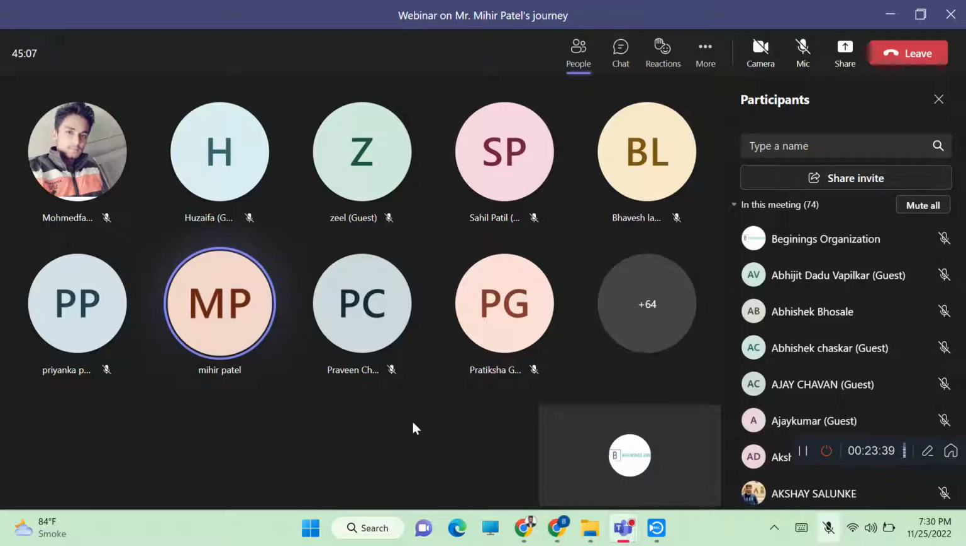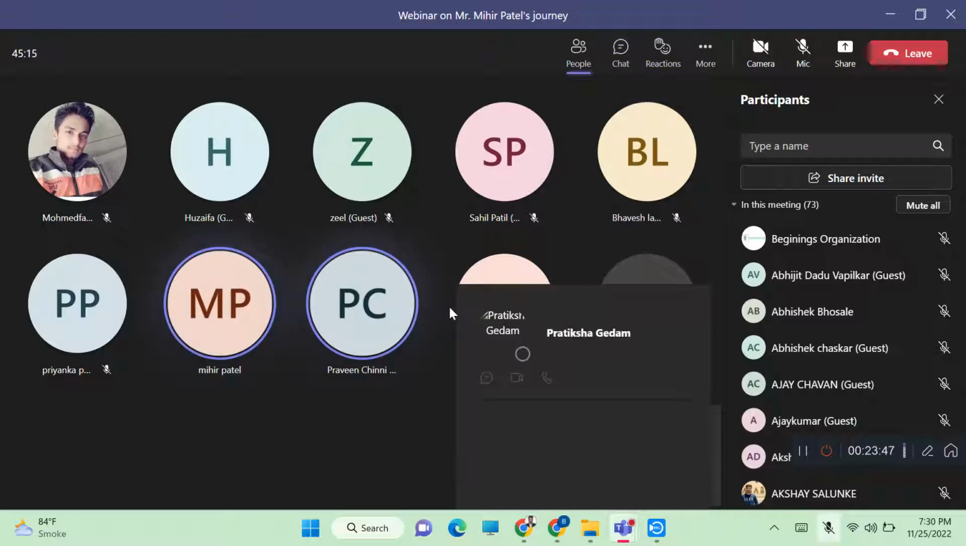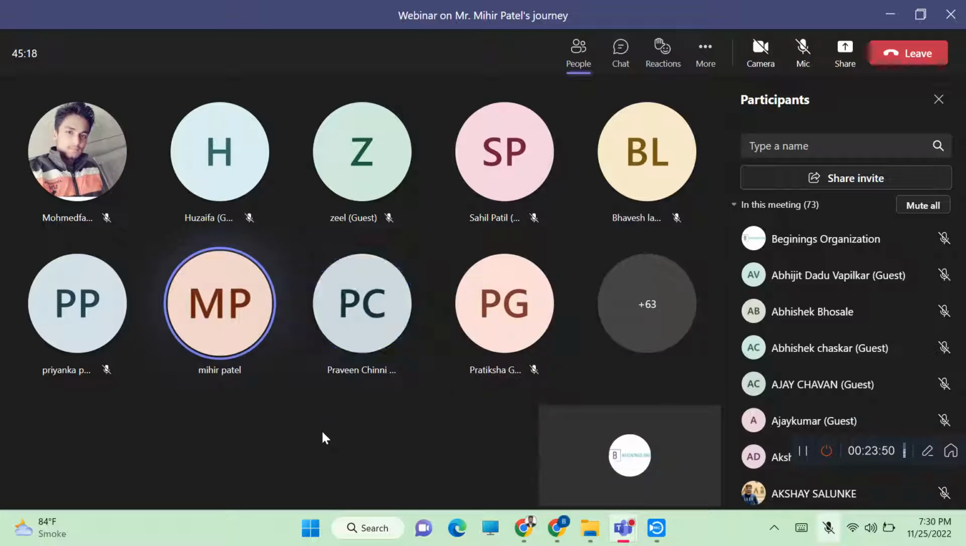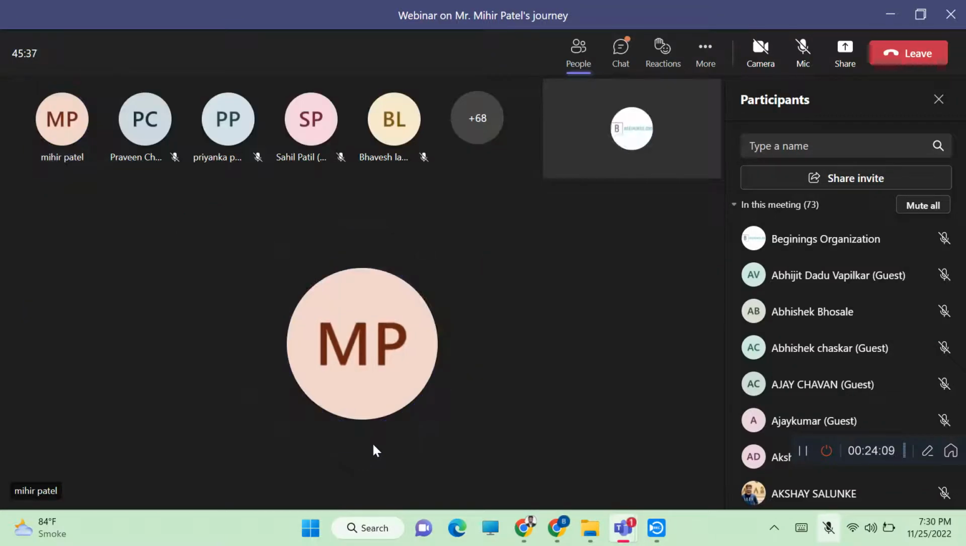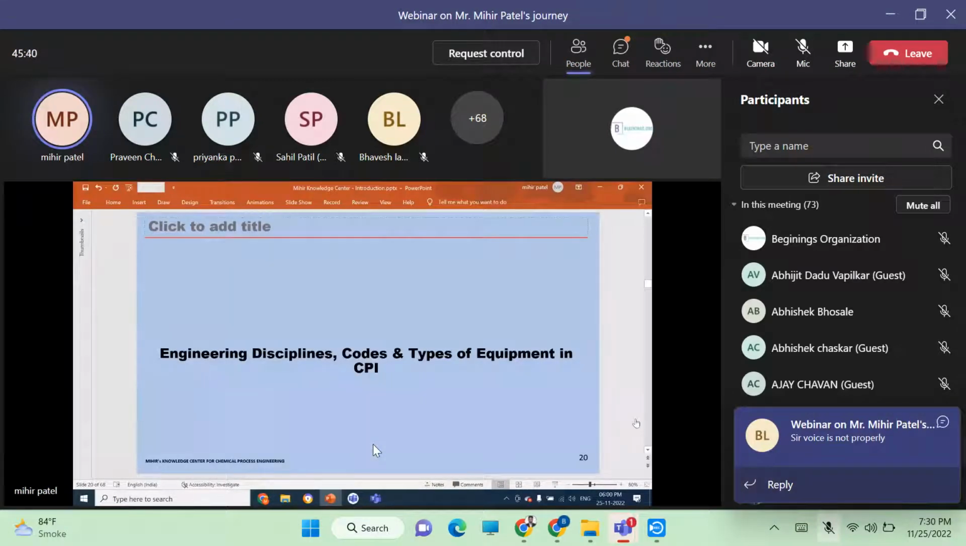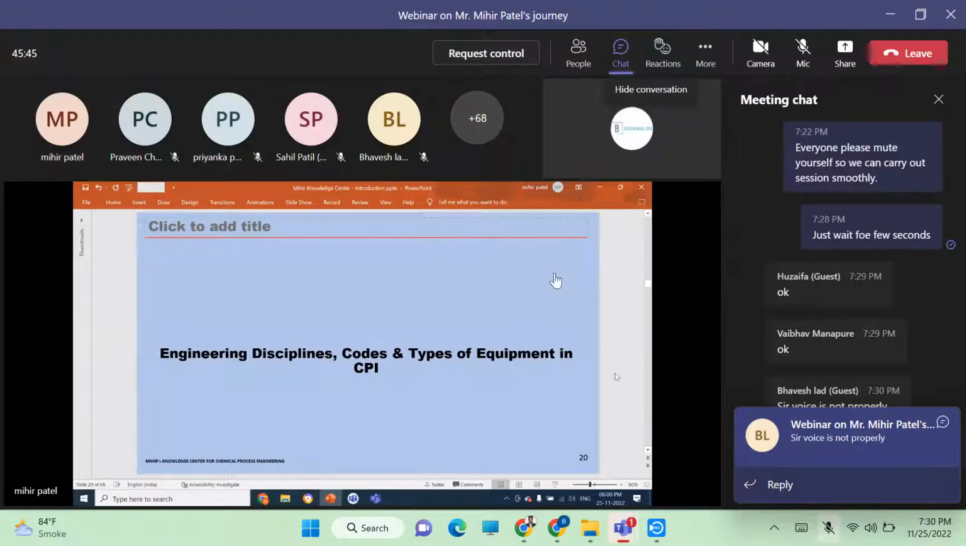Okay. So, I think the last slide. Okay. This was the documentation. We're not Now seeing this your screen. is the engineering We're not seeing your disciplines, screen, codes and sir. types of equipment in CPI. Can everybody hear me? yes, we can hear you, but sir, the screen is not visible to us. Why it is not visible? I have shared the screen. 1 minute. Huh? Okay, now can you see? Yes, sir. yes, now sir. it is visible. Yes, sir. Yes, sir. Okay. Okay. Huh?